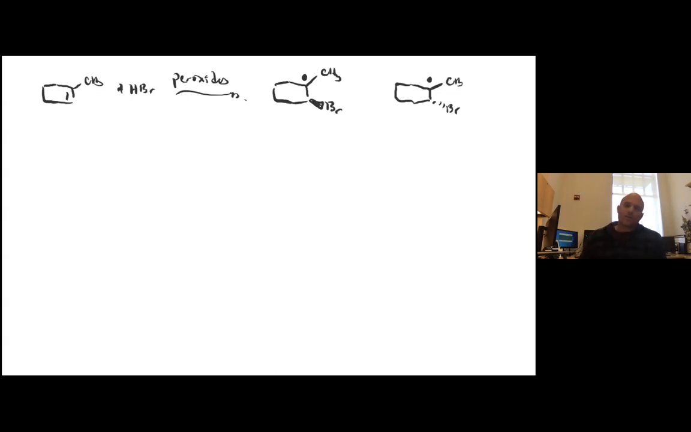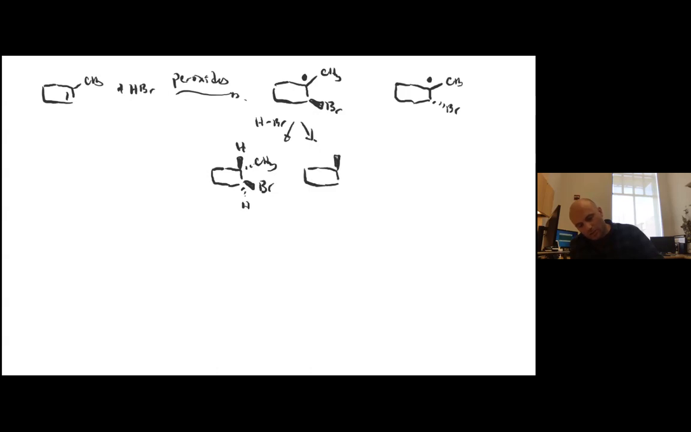And just like carbocations, the radical is sp2 hybridized. And so in the next step, you're going to generate a mixture of compounds where you've got hydrogen coming in on the same side as the bromine and hydrogen coming in on the opposite side. And then the same thing over here.